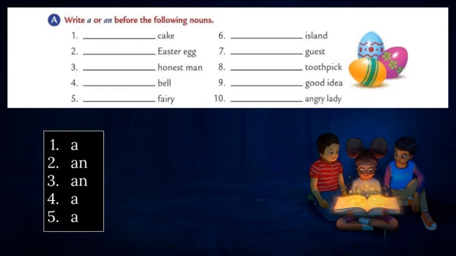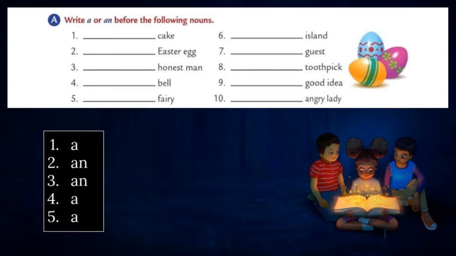Students, let's do the first exercise, that is, write a or an before the following nouns. Students, look here, they gave nouns, but before nouns we should write either a or an. Already I said that if a noun starts with a consonant sound, we should use a. If the noun starts with a vowel sound, we should use the article an.